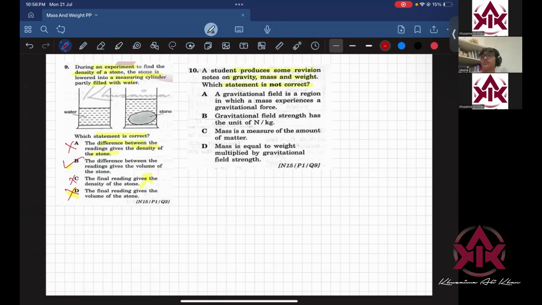So which is your answer right now? Option A: gravitational field strength is a region in which a mass experiences a gravitational force. Okay, this seems accurate enough. Let's check option number B. Gravitational field strength has unit Newton per kg. That is correct. That is not your answer. So you want the option that is not correct. Let's see option number C. Mass is a measure of the amount of matter. Okay, that is correct. So that is not your answer here. Option D: mass is equal to weight multiplied by gravitational field strength. So they're saying in option number D that mass is equal to weight times gravitational field strength.